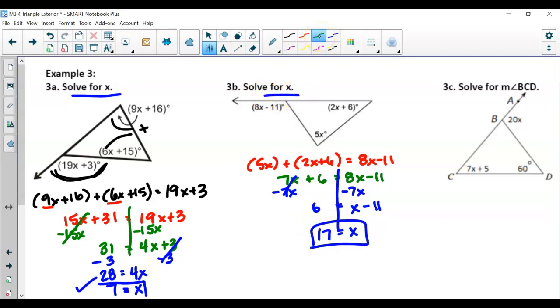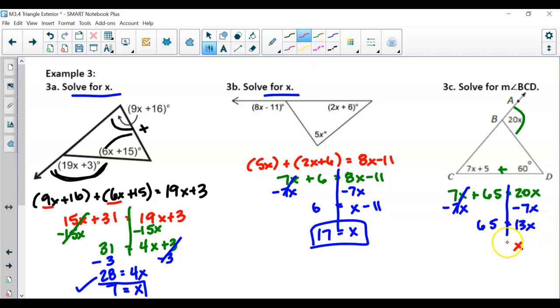3C, same thing. Add these two together to equal the exterior. So 7x plus, well, 60 plus 5 is just good old 65, right? Is equal to 20x. Now, this is not here subtracting 65, right, because of the 20x. So gather the variables, subtract 7x from both sides. 65 is now equal to 13x. So when you divide both sides by 13, you get x is equal to 5, but you're not done. You're looking for the measure of angle BCD.